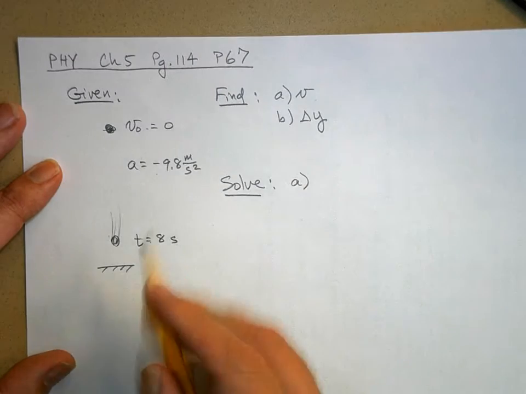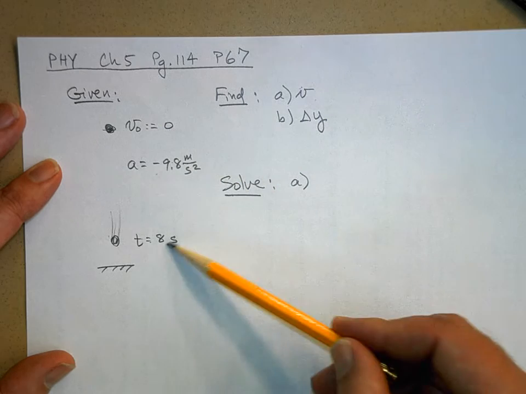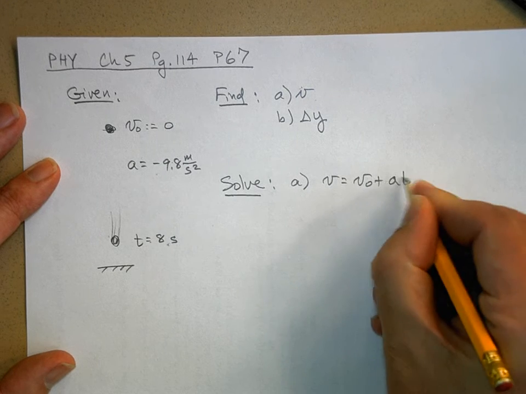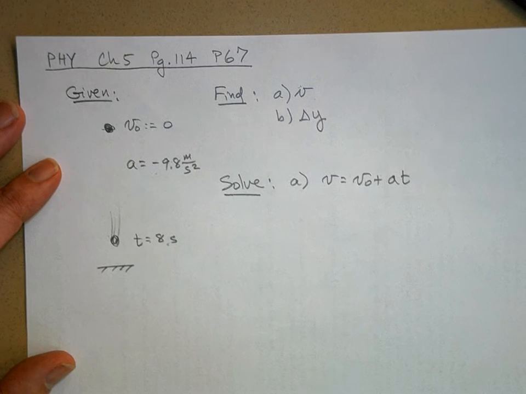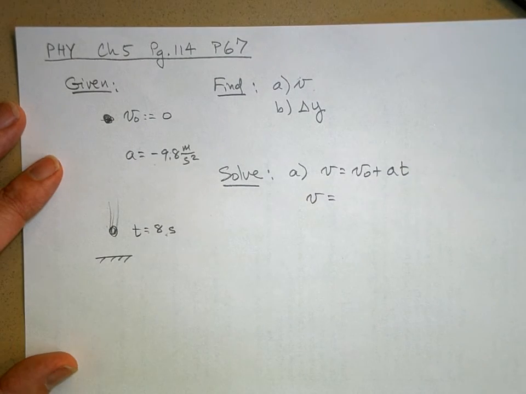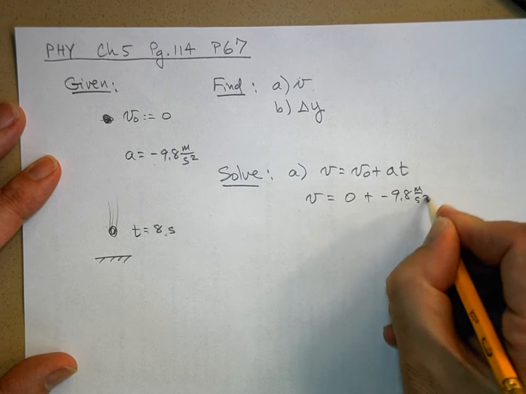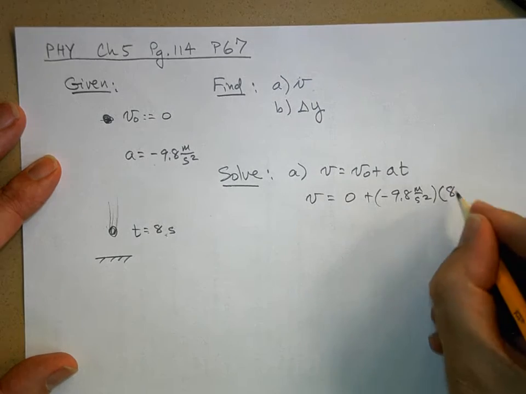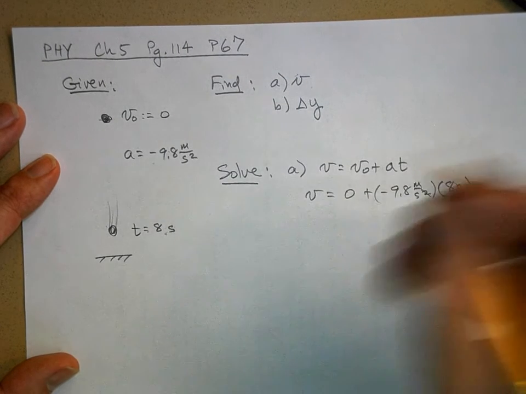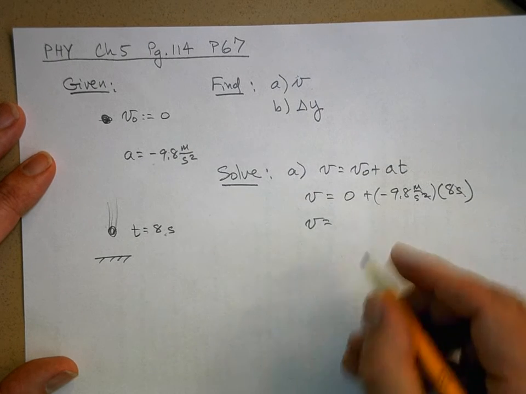So, what has initial velocity, final velocity, acceleration, and time? That's the first kinematic equation. Okay, so have that list of kinematic equations handy when you're doing kinematics problems. So this is 0 plus negative 9.8 meters per second squared times 8 seconds. Notice the seconds will cancel the seconds. So V equals, what is that, negative 78?